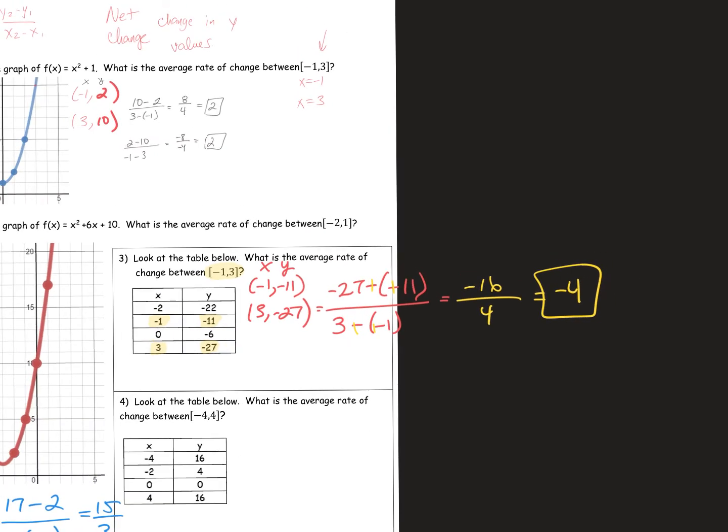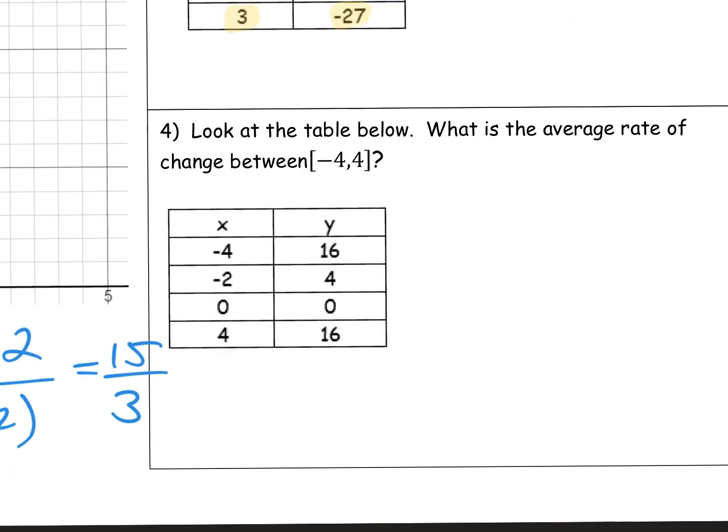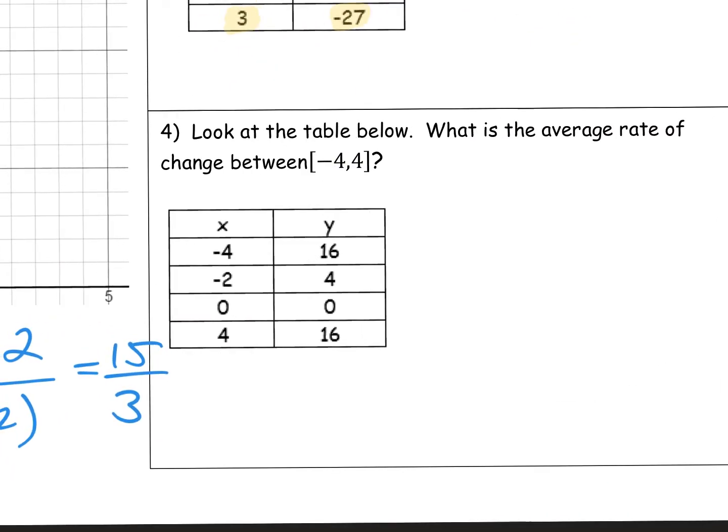What does that tell you? Over the interval of x is negative 1 to x is positive 3, what is your function doing? Decreasing. Good. Why do you know it's decreasing? Because that number is what? Negative. Very good. All right, let's look at the next one. What am I looking at here? What are the 2 points that I'm looking between? Where x is negative 4 and where x is positive 4.